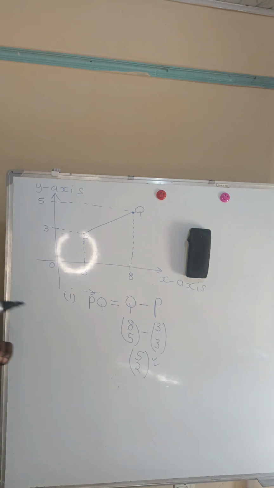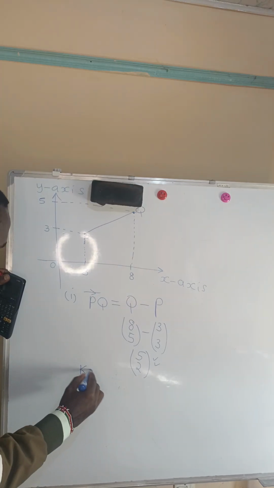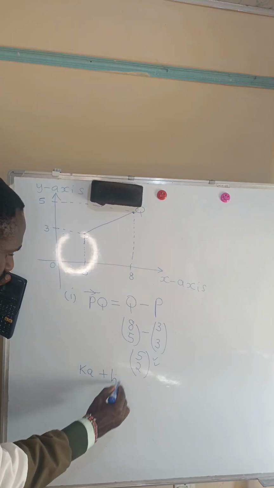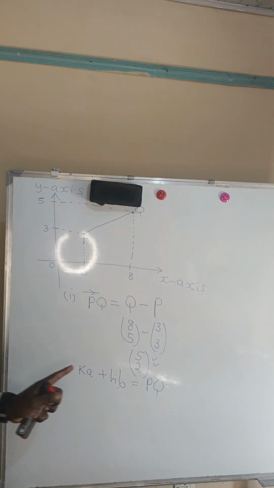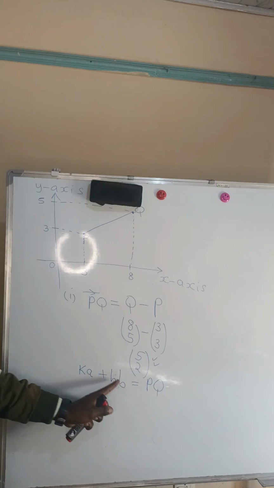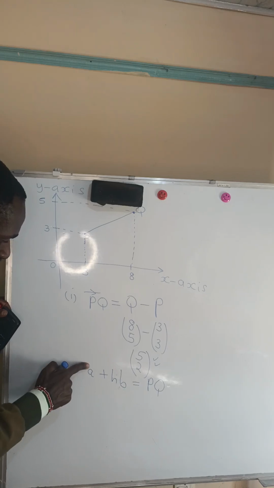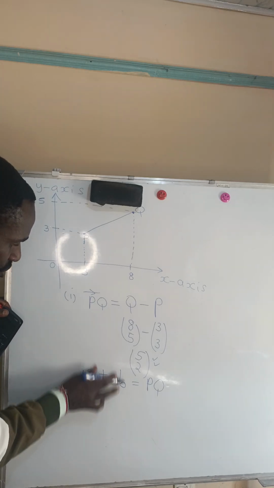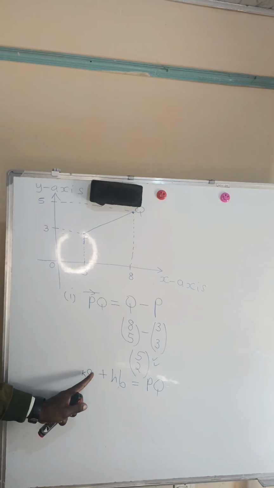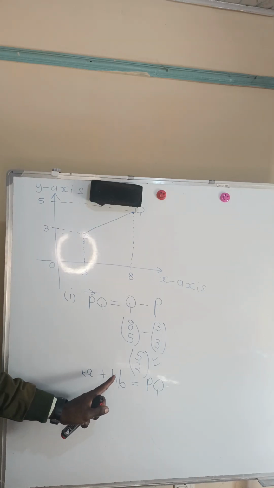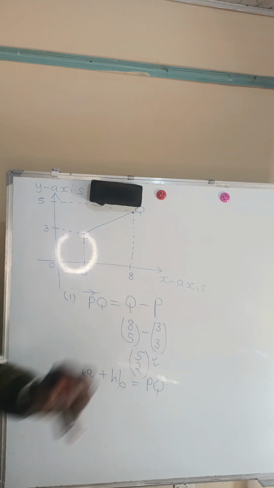Then the question proceeds and tells us that if someone takes KA, then adds to HB, the answer must be equal to vector PQ. If I take KA plus HB, I should get PQ. They're telling us to take K and H to be our constants. So a constant K times vector A plus a constant H times vector B. The answer must be equal to vector PQ.